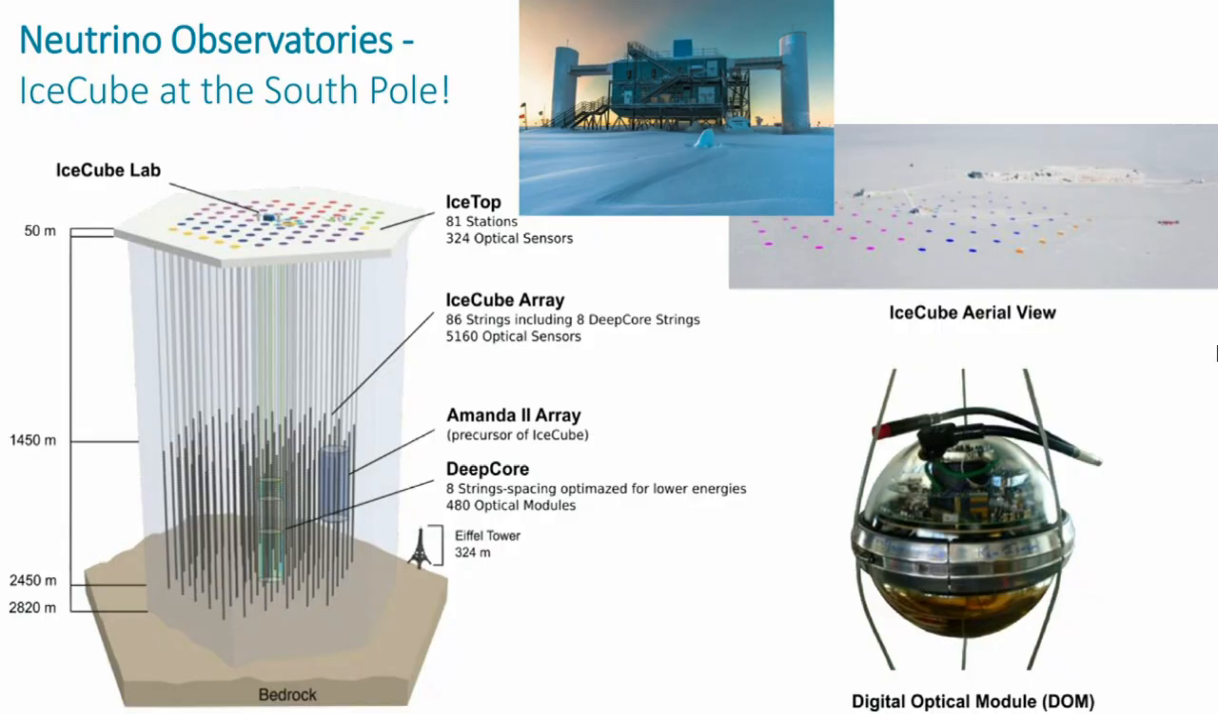And so you can see in this picture the Eiffel Tower for scale. These holes are drilled very deep into the Antarctic ice. So we have IceCube. There are some other neutrino detectors that use water instead of ice as their material, and you're just waiting for a neutrino to bump into some particle in your material.